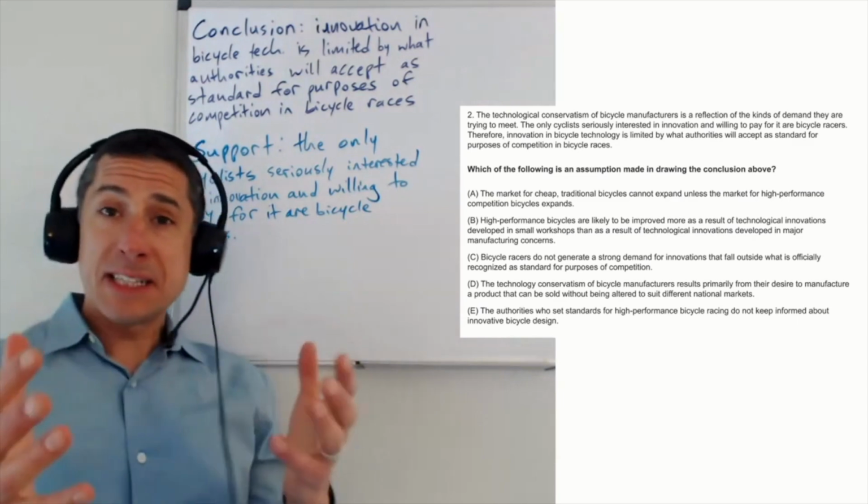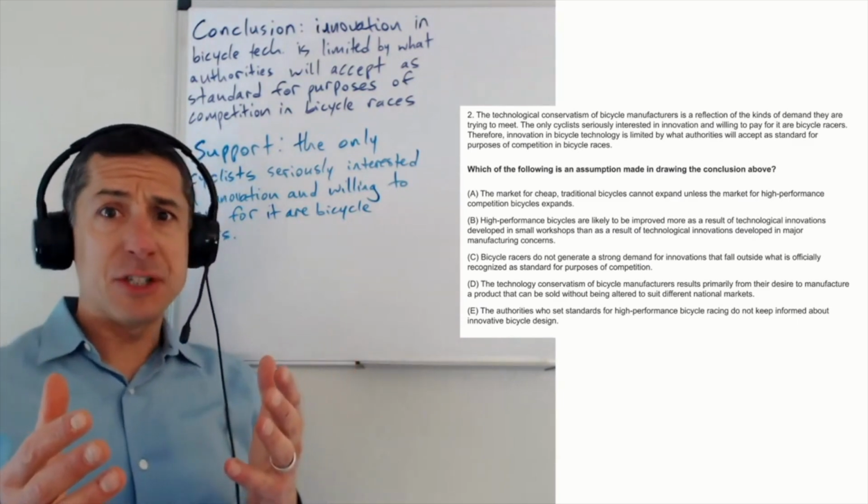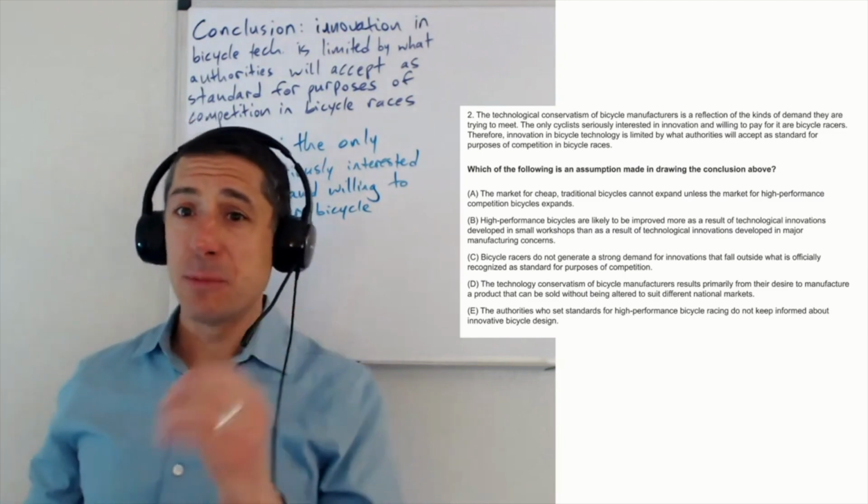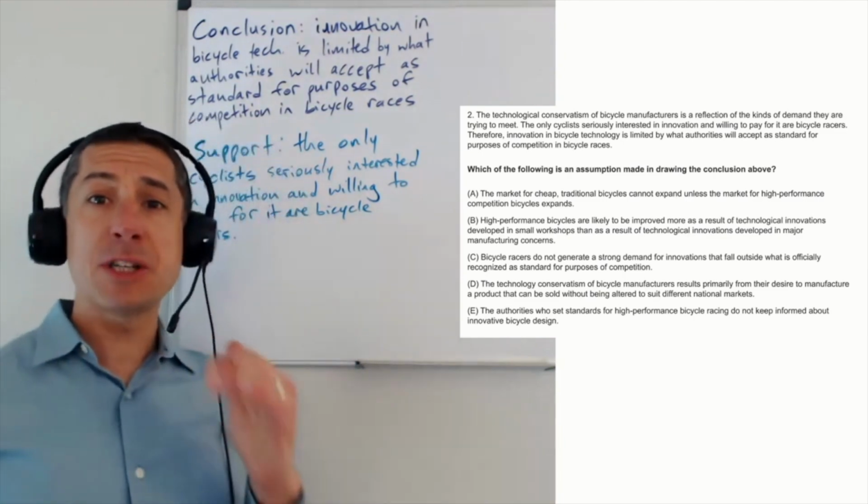Okay. With that in mind, let's talk about what an assumption is. This is probably the question type on the GRE, at least GRE reading comp, that gives students the most trouble. Which of the following is an assumption made in drawing the conclusion above? Here's how I want you to think about it.